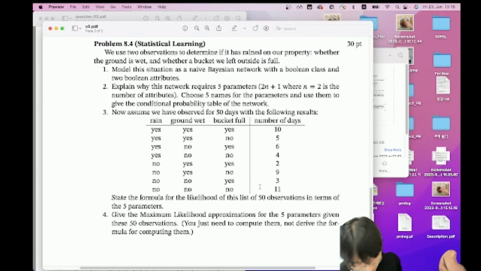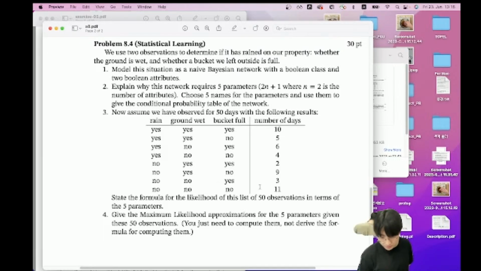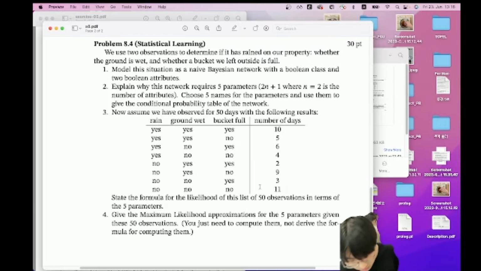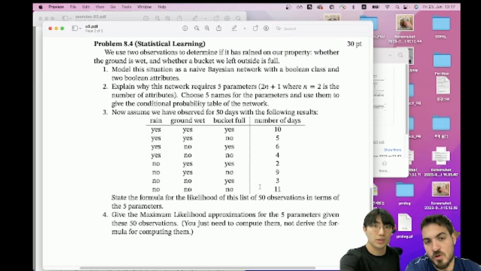Times probability 3 to the power 11 into 1 minus probability 3 to the power 6. Not G, not R. So it's 14, right? Times probability 4 to the power 16 into 1 minus probability 4 to the power. So not B, not B given R. B given rain.